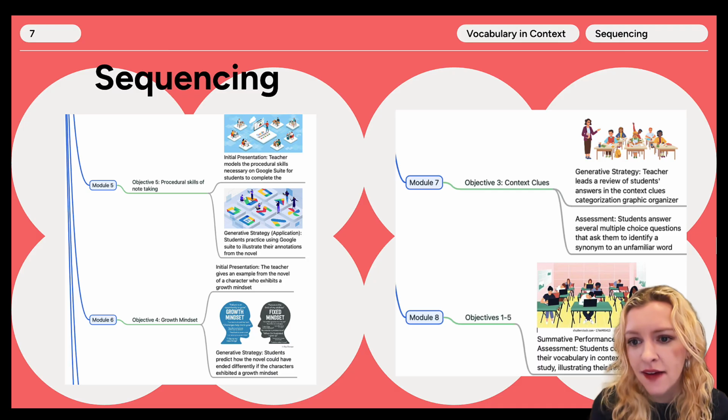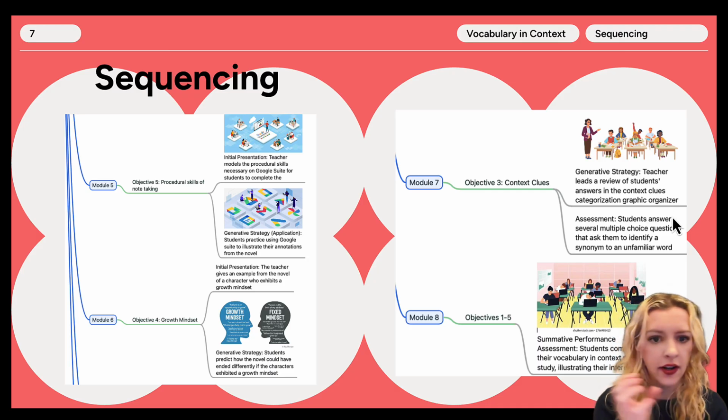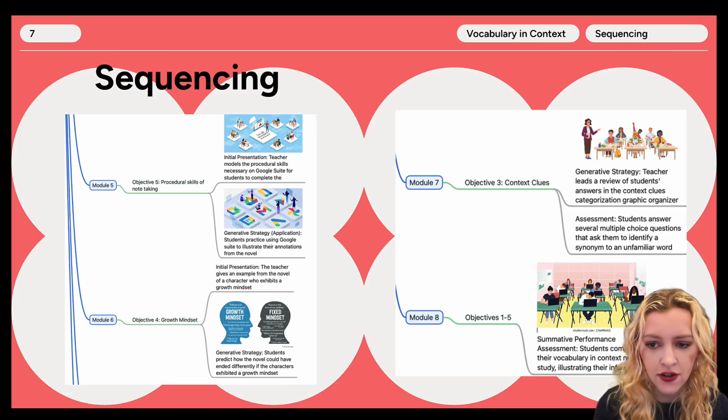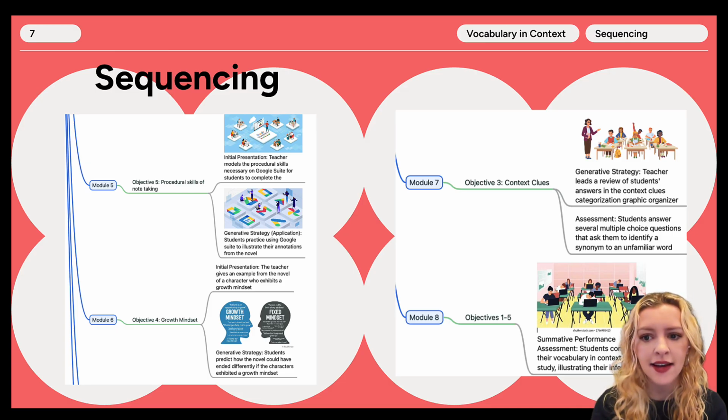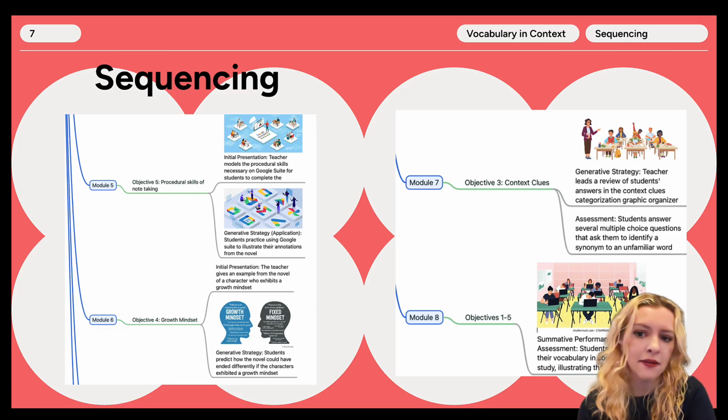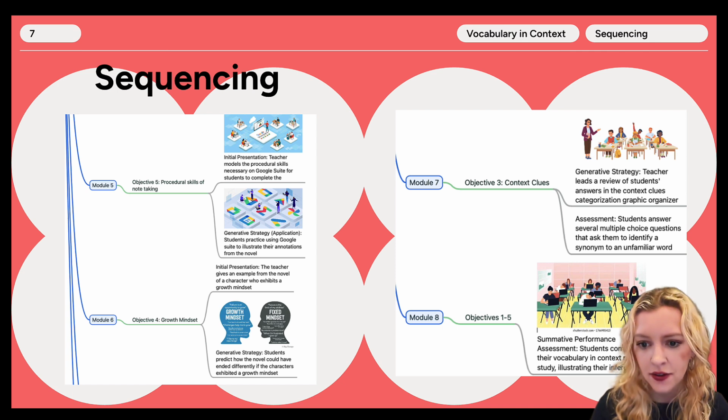And then for module 7, we're going to jump into a graphic organizer where students are going to start categorizing. I'm hoping this is a nice change of pace for a generative strategy that isn't just discussing or writing, but where students start to identify this is a synonym context clue, this is an antonym context clue, this is a definition context clue.